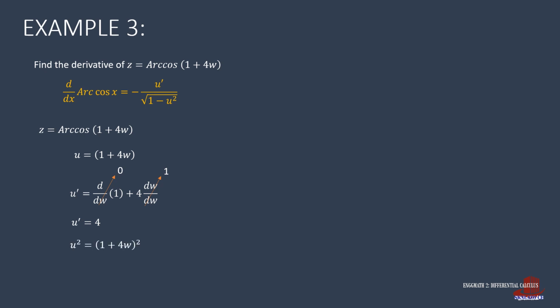Also, the square of u is the square of the quantity of 1 plus 4w. Place the two parameters into the z prime equation to have negative 4 all over the root of 1 minus the square of 1 plus 4w. If we expand the square, we have z prime as 4 all over the root of 1 minus the quantity of 1 plus 8w plus 16w squared.